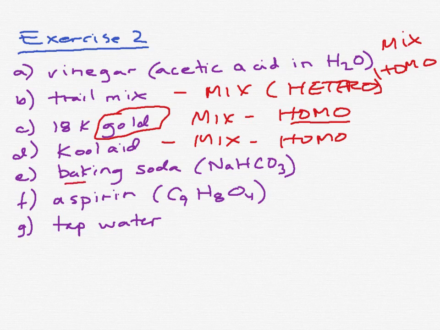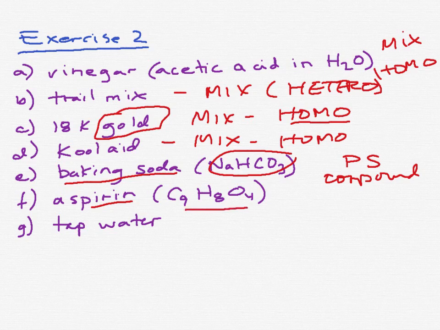Baking soda. It's actually a very simple substance. It's a pure substance. It can be described by a chemical formula, which makes it a compound. You likely have some in your kitchen. Aspirin also has a chemical formula, and aspirin contains 3 elements: carbon, hydrogen, and oxygen. It is also an example of a compound. It contains 2 or more elements.